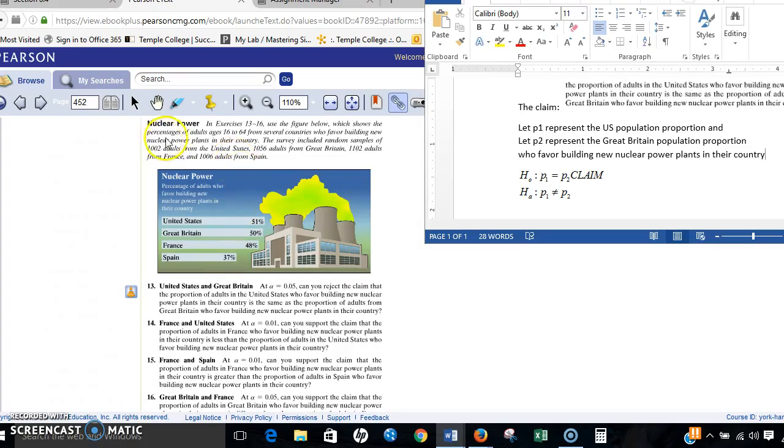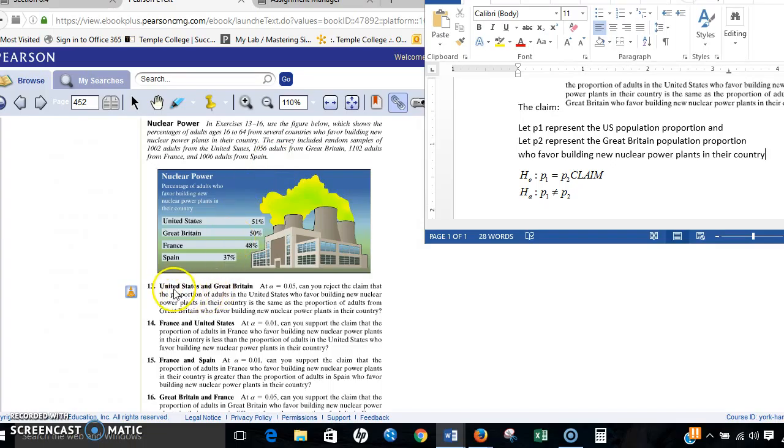So it shows the percentages of adults ages 16 to 64 from the U.S., Great Britain, France, and Spain who favor building new nuclear power plants in their country. The survey included random samples, that's important because we need to know they're random, of 1,002 adults from the United States, 1,056 adults from Great Britain, 1,102 adults from France, and 1,006 adults from Spain.